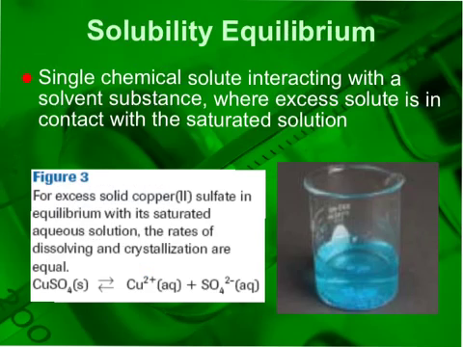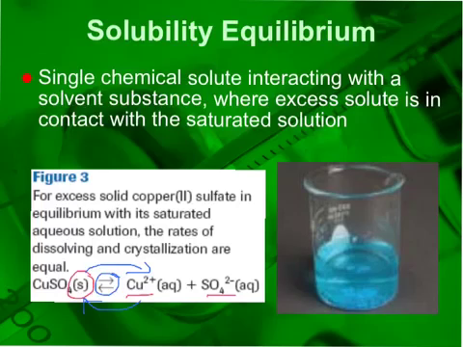The second type of equilibrium is a solubility equilibrium, where a solid is being dissolved into a solvent. The example shown here is of solid copper sulfate dissolving into copper 2 plus ions and sulfate ions. Again, the arrow here is double-sided, which means that the rate of salt dissolving is the same as the rate of precipitation.